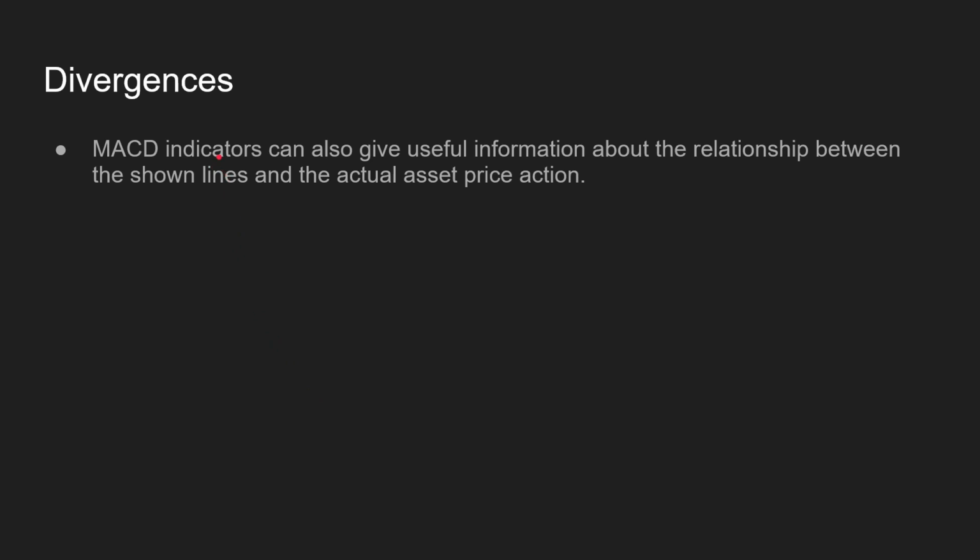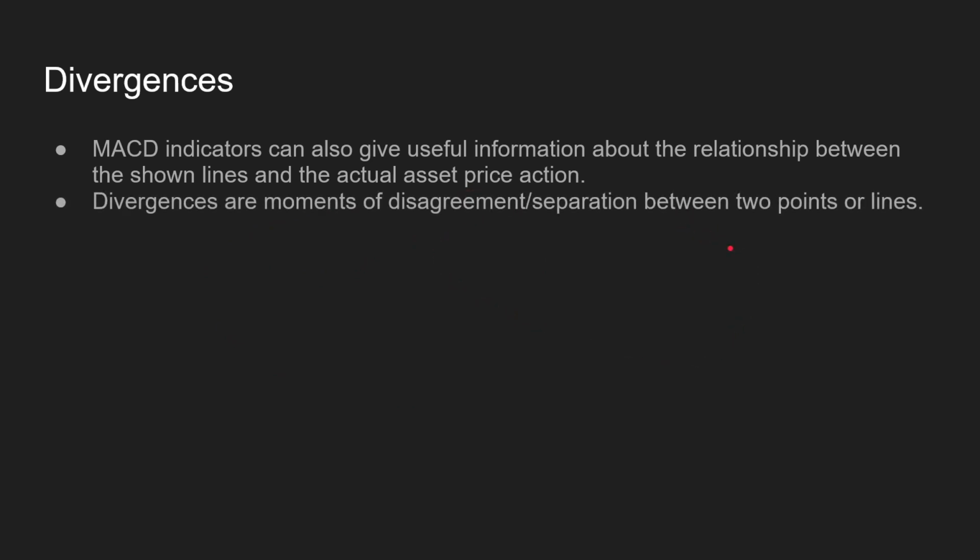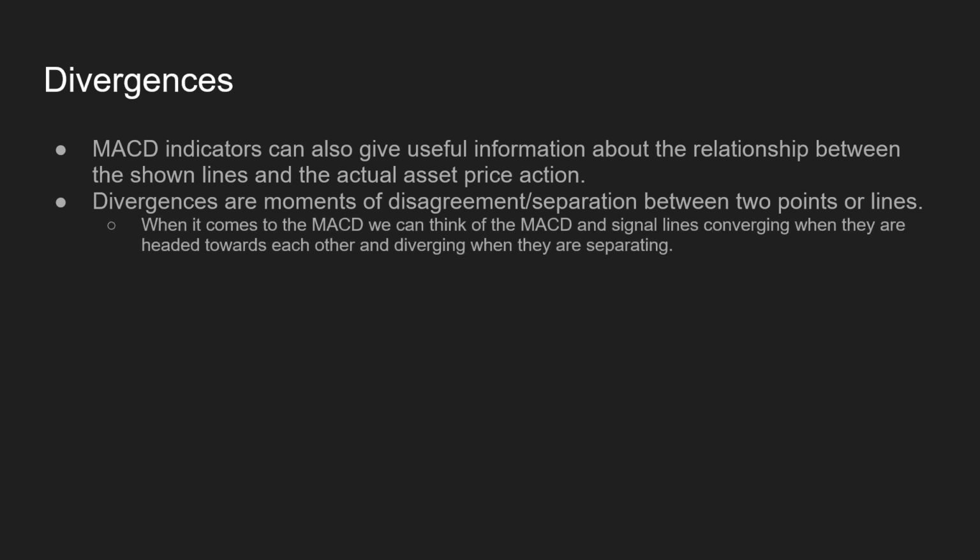Now we're going to take a look at divergences, where we can see a greater relationship between the shown lines, the actual MACD line and the histogram, and the actual price chart itself. Divergences are moments of disagreement or separation between 2 points or 2 lines. When it comes to the MACD, we can think of the MACD and signal lines converging when they are headed towards each other, and diverging when they are separating.